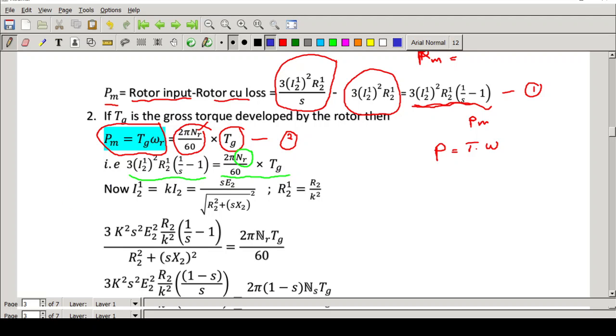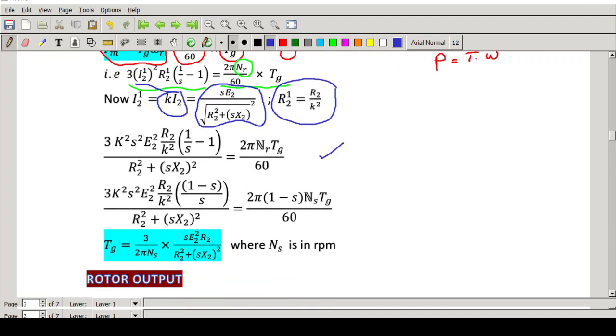So here you can see one term I2 dash. Instead of I2 dash, I will put K into I2 and substitute for I2 the expression E by Z. This is the rotor, so it is SE2 by square root of R2 squared plus (SX2) the whole squared. Similarly, I will substitute for R2 dash, that is R2 by K squared. Now I am again equating this expression, because here I substituted for I2 dash and R2 dash. And one more substitution I will make.